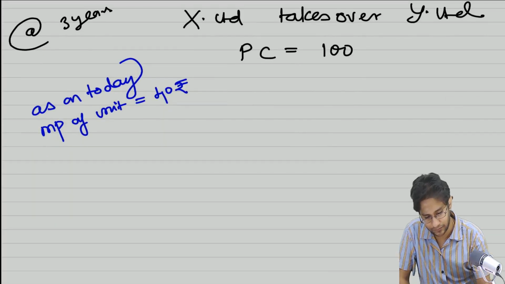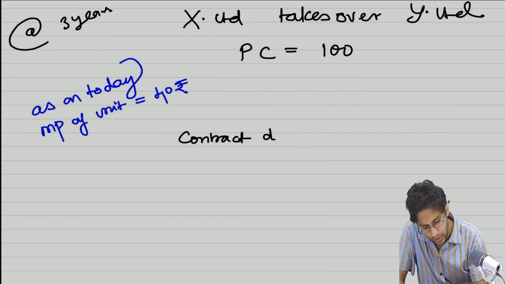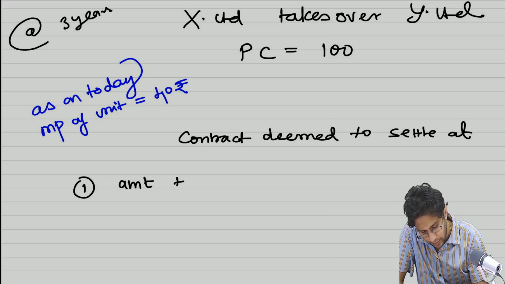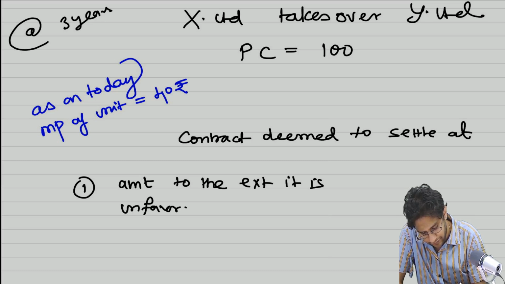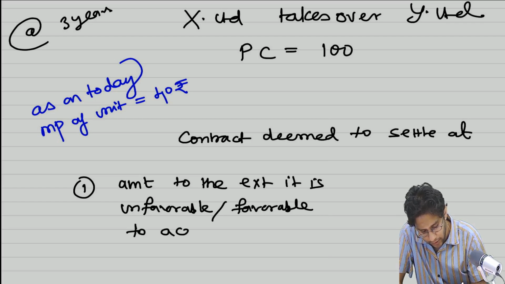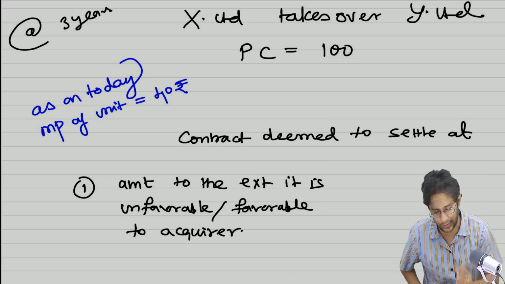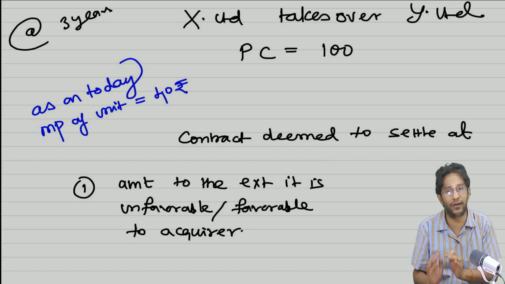So what you have to do is, what our standard says is, the contract is deemed to settle at an amount to the extent it is unfavorable or favorable to acquirer. Think only from acquirer point of view because you have to apply this entire acquisition method only in the books of acquirer. That's right. So from acquirer point of view, the contract is favorable or unfavorable.